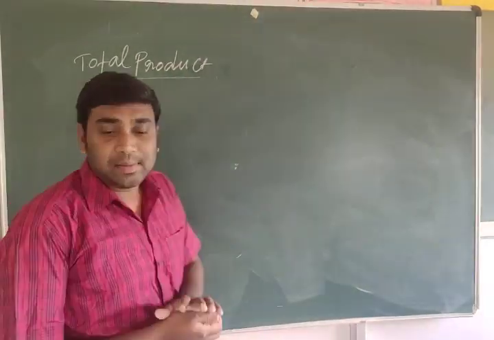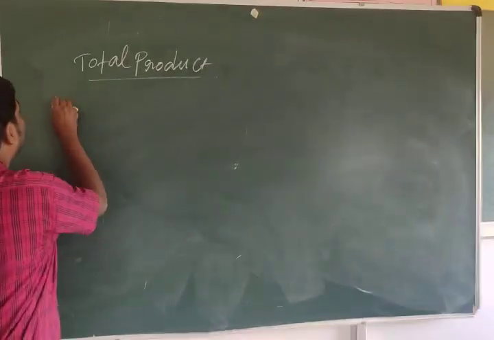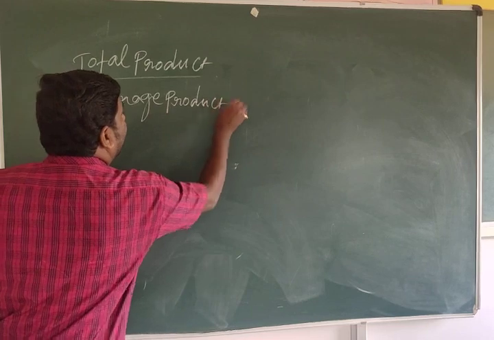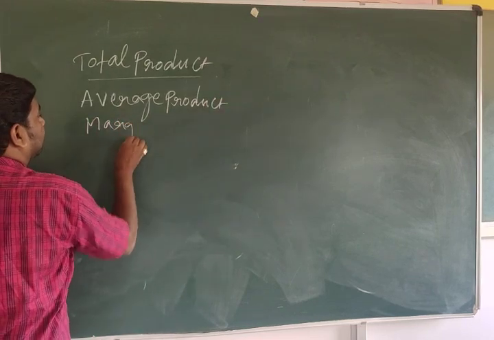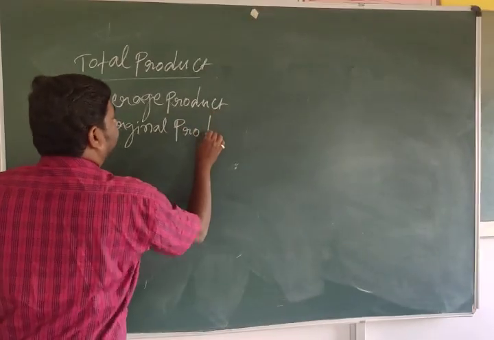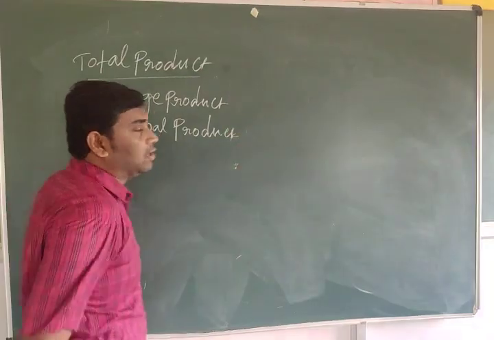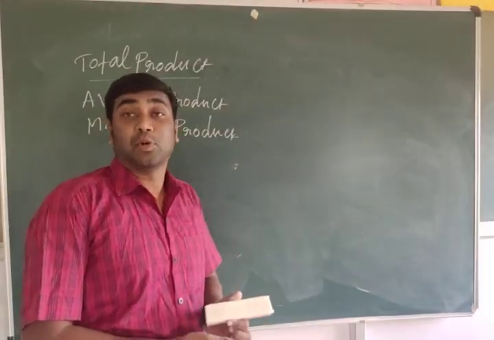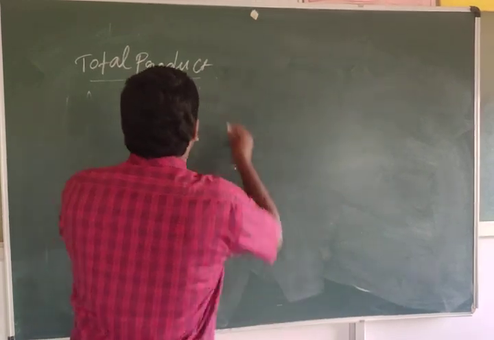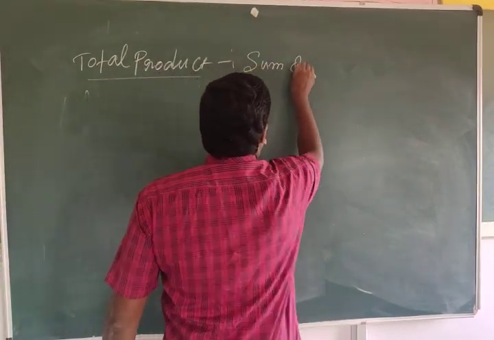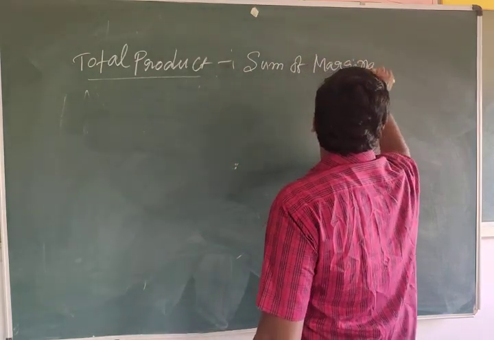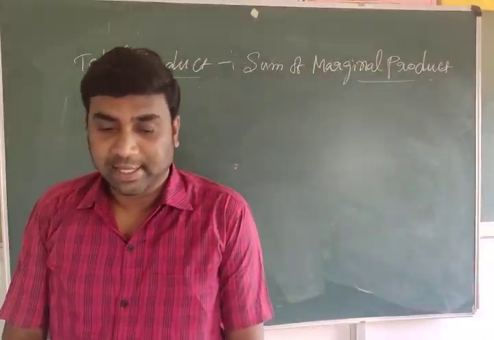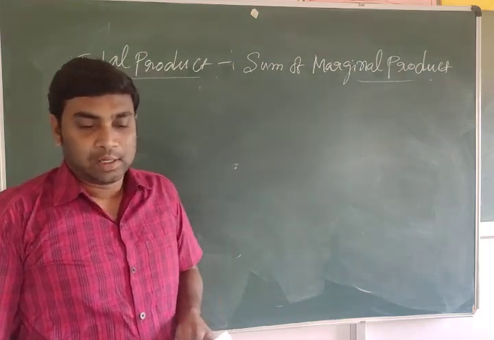What is the meaning of total product? What is the meaning of average product? What is the meaning of marginal product? This one we have to understand. First, we should understand the meaning of total product. Total product is the sum of marginal product. Simple. In other words, total product is the sum of marginal product.